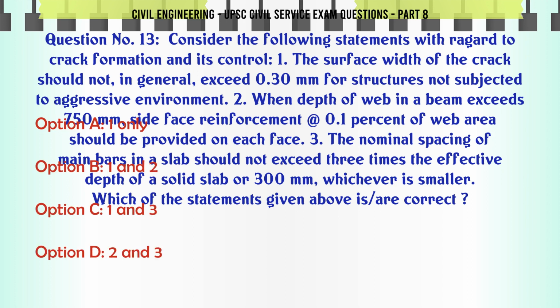Consider the following statements with regard to crack formation and its control. 1. The surface width of the crack should not in general exceed 0.30 mm for structures not subjected to aggressive environment. 2. When depth of web in a beam exceeds 750 mm, side face reinforcement 0.1% of web area should be provided on each face. 3. The nominal spacing of main bars in a slab should not exceed 3 times the effective depth of a solid slab or 300 mm, whichever is smaller.